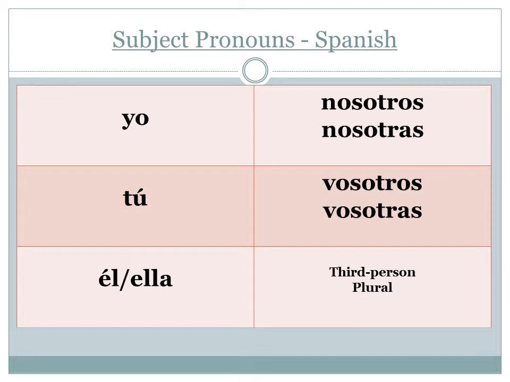The third-person plural subject pronouns are ellos and ellas. Both mean they and follow the same gender rules that have already been explained. The masculine ellos is used when all parties of the group are male or if at least one party is male. The feminine ellas is only used when all parties of the group are female.